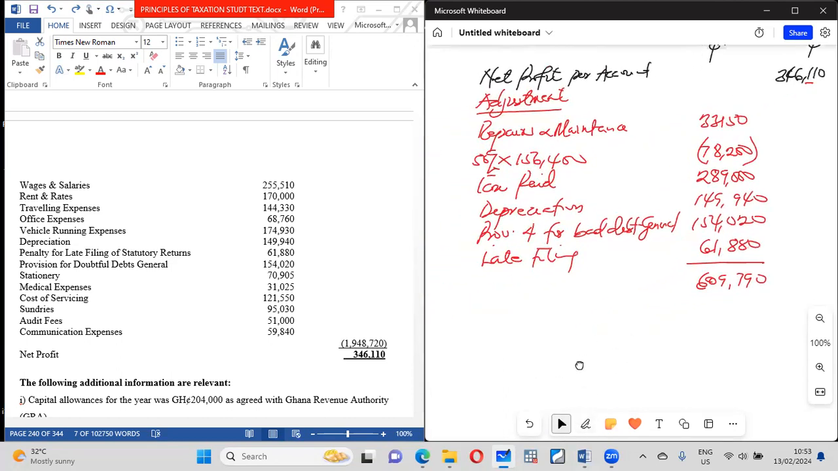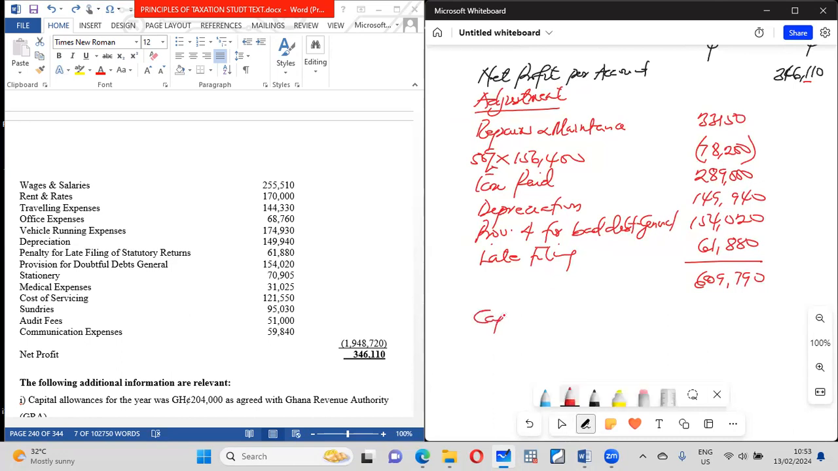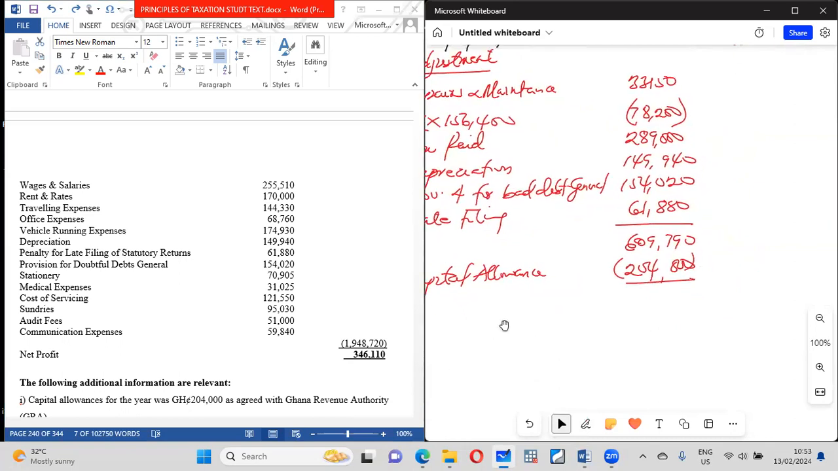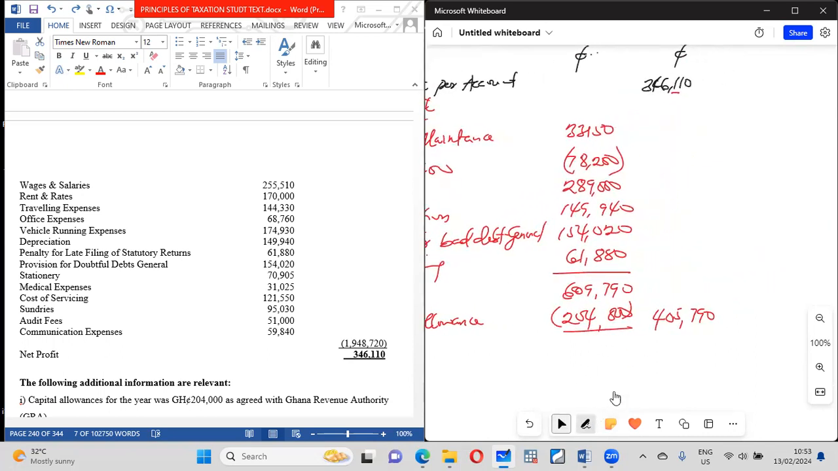Then I have capital allowance. It's an allowable deduction, capital allowance. So here too, the question can be given to you in such a way that you have to go and compute the capital allowance. The capital allowance here is 204,000. So this is the capital allowance you are allowed to do. How much is that? 204. So if I less 204,000 from this, I am having 405,790. Okay.